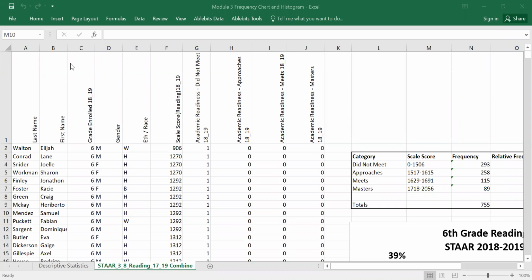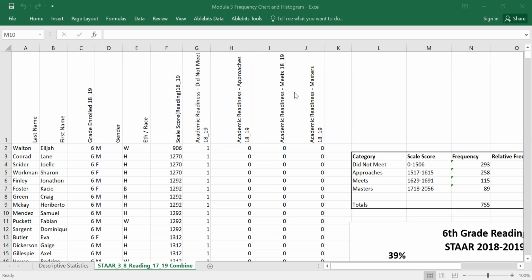So the first thing I did is I used the data that Dr. Cooper put in our Module 3. I went through and I chose sixth grade reading STAAR scores for 2018, 2019. And I deleted everything that I didn't need. Really what I used was the information about the scale score, the academic readiness, like the did not meet, the approaches, the meets, and the masters.